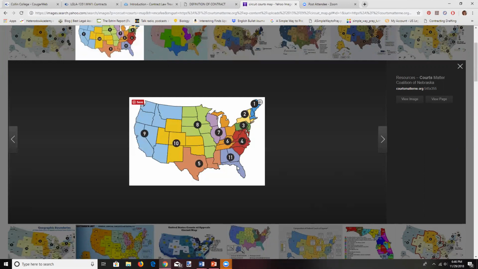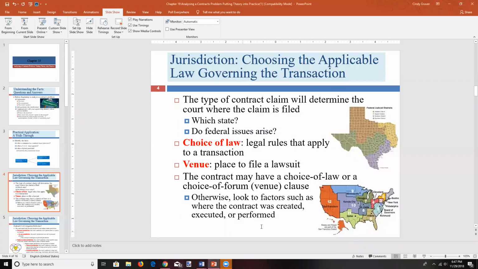You may look over here and say, well, why do we have this huge circuit over here? That is an issue for another day, but there's been a lot of discussion about the possibility of creating a 12th Circuit out here, maybe dividing up the 9th Circuit, because this certainly has a large population. And so that's a possibility for the future. But you need to know that we're in the 5th Circuit, and the 5th Circuit includes Texas, Louisiana, and Mississippi. Okay.